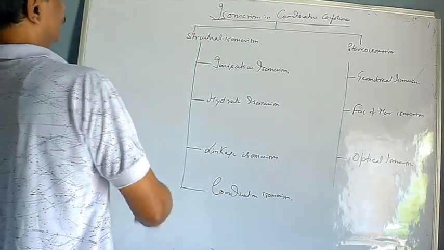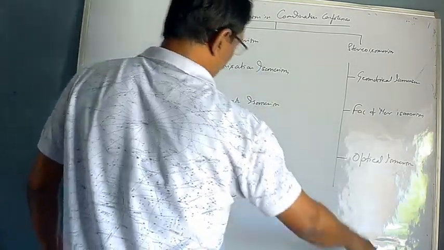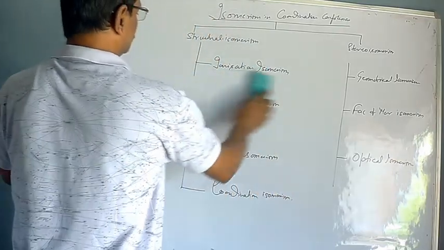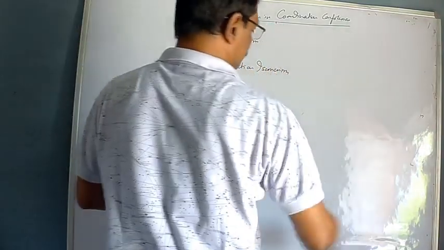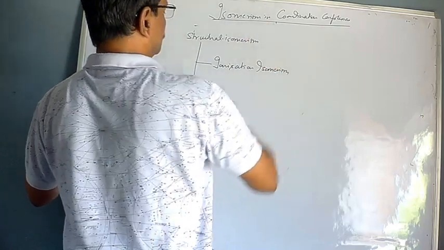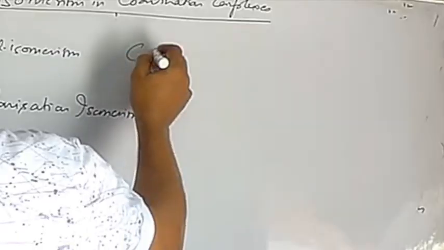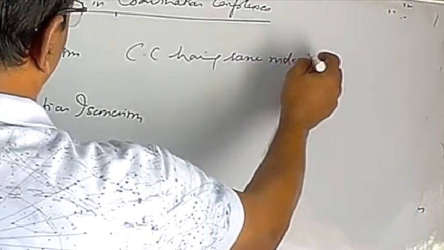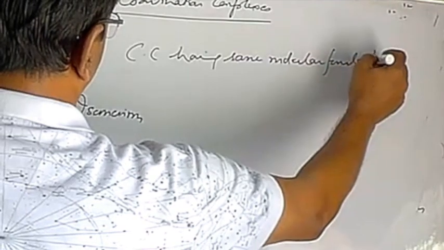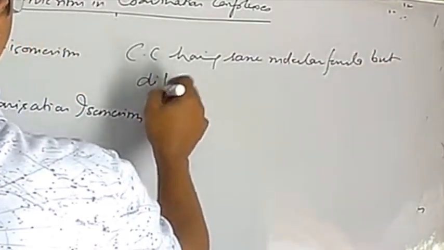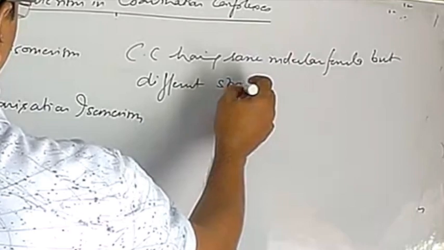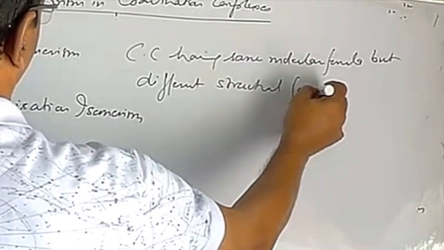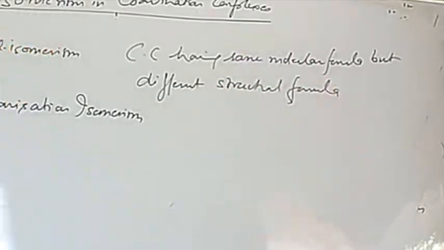So class, we are going to take first the structural isomerism definition, then we'll take ionization isomerism. So what is structural isomerism? Class, for coordination complexes, I'll write CC. Coordination complexes having same molecular formula but different structural formula are said to be structural isomers, and in that we are going to study ionization isomerism.